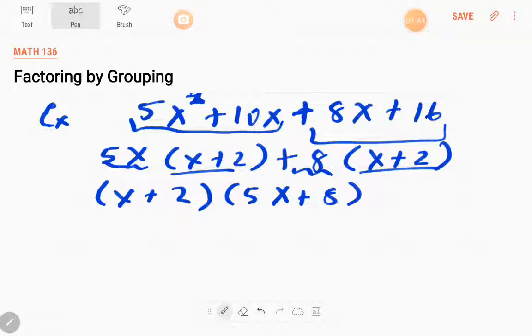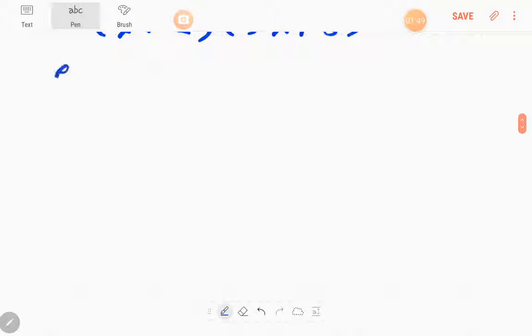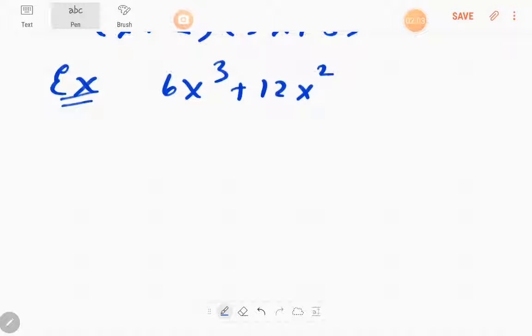Okay, now let's look at another example. In this case, we're going to do multiple greatest common factoring. So here we have 6x to the third plus 12x squared minus 10x minus 20x. Here we see that we have 2x in common to all the terms. So we could do greatest common factoring.